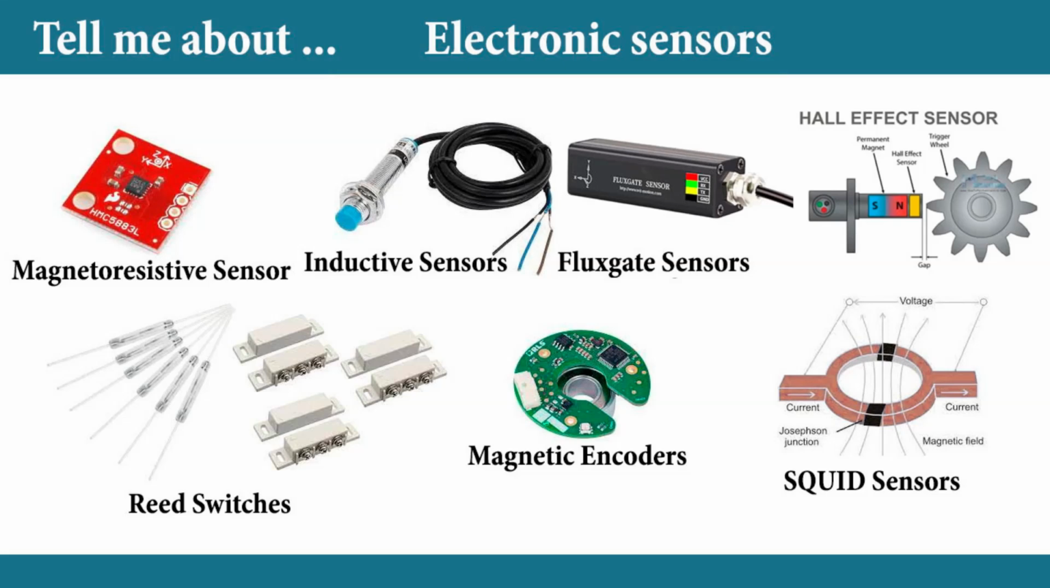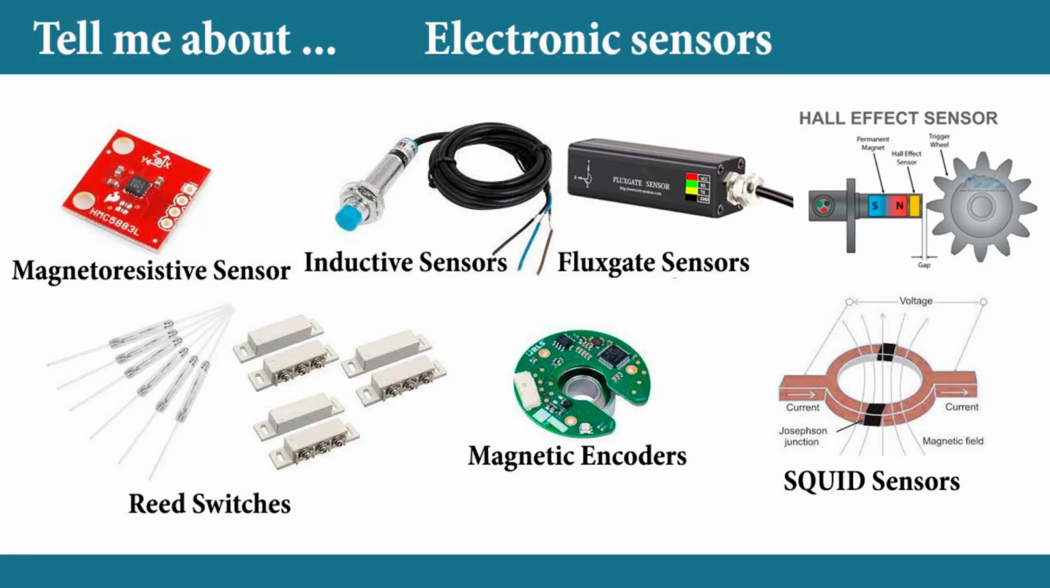Reed switches consist of two ferromagnetic contacts sealed in a glass tube. The contacts close, make contact, in the presence of a magnetic field, and open when the field is removed. Inductive sensors detect changes in magnetic fields due to the presence of a conductive or ferromagnetic object. They operate based on the principle of electromagnetic induction.